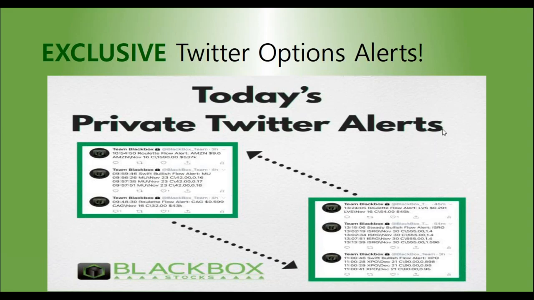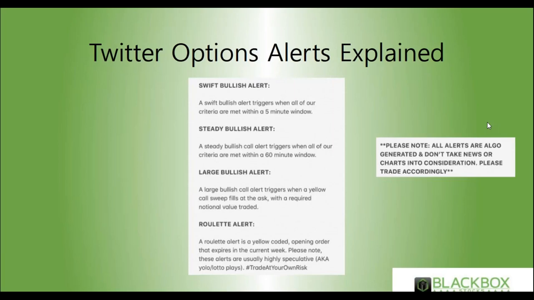We've got 5 different alerts. We've got swift, which could be bullish or bearish. We've got steady, bullish or bearish. We've got our large, bullish or bearish. Then we've got our roulettes, which can again be bullish or bearish. Then we have our brand new repeater alert, and again, they can be bullish or bearish. The swift alert is triggered when our algorithm detects that the criteria that we have set is met within 5 minutes.